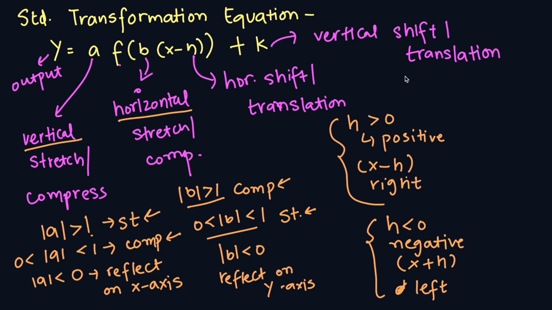Now, similarly for K, if K is positive, it is going to be up. If K is negative, it is going to be down. Very straightforward for the vertical translation or vertical shift. Now, why did I discuss all these characteristics? Because question 3 in the Getting Started series depends upon this entire transformation. So it makes sense that we are prepared with all the knowledge.